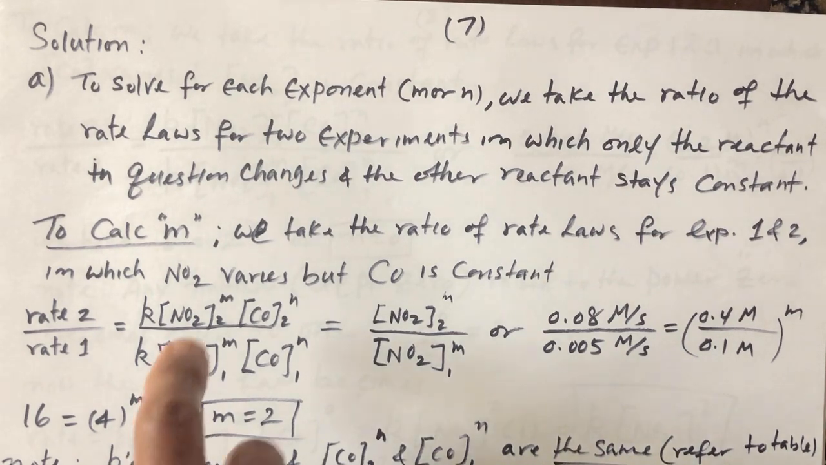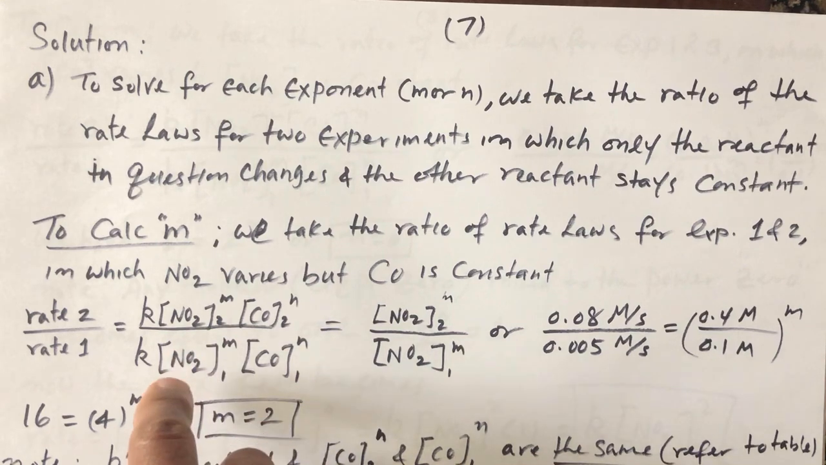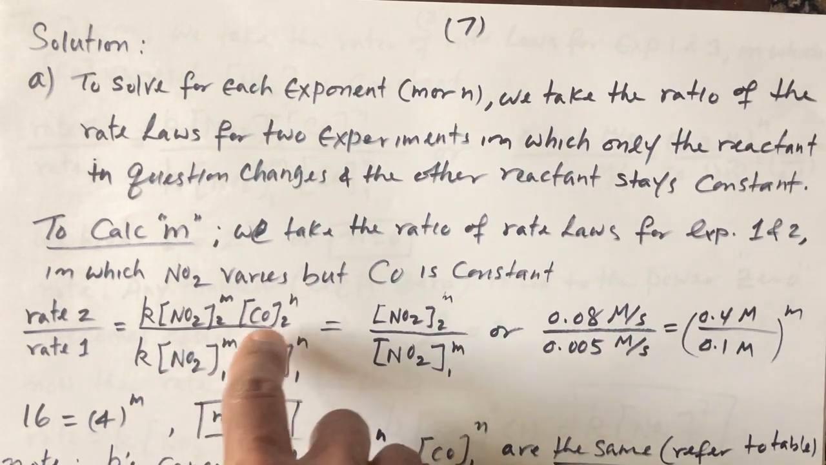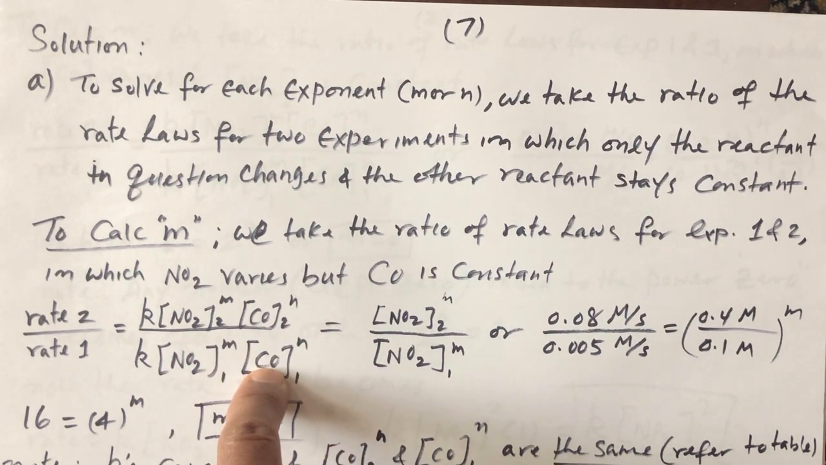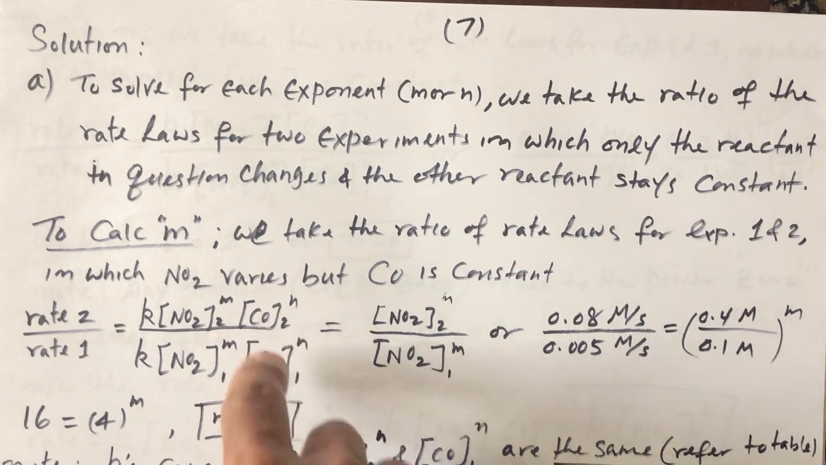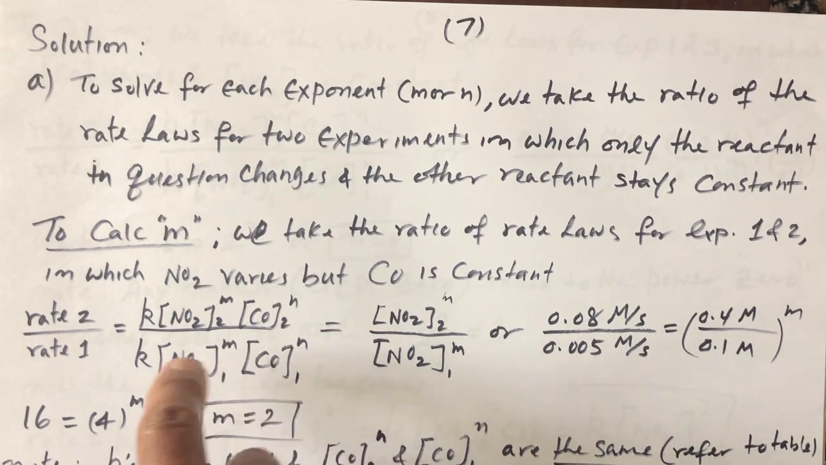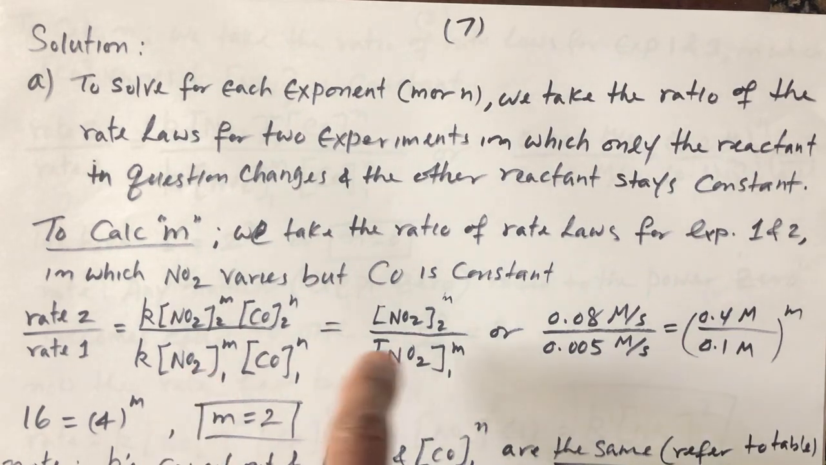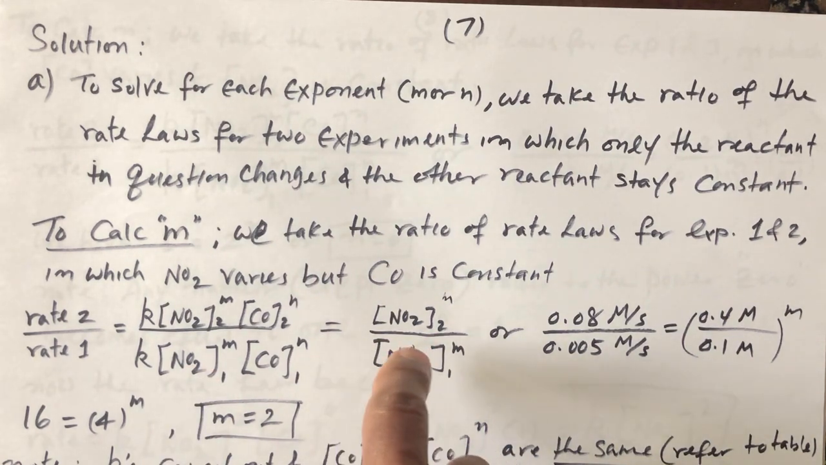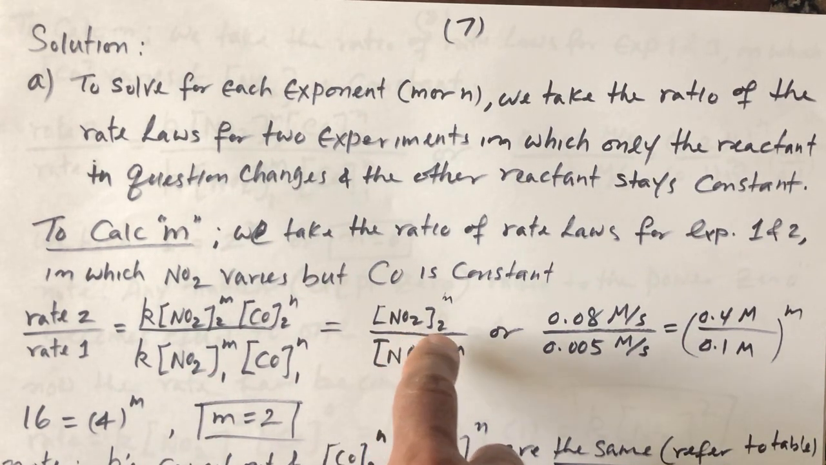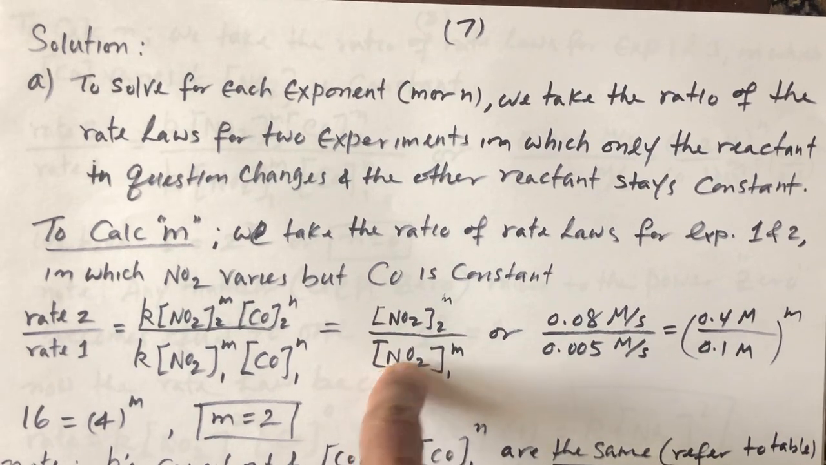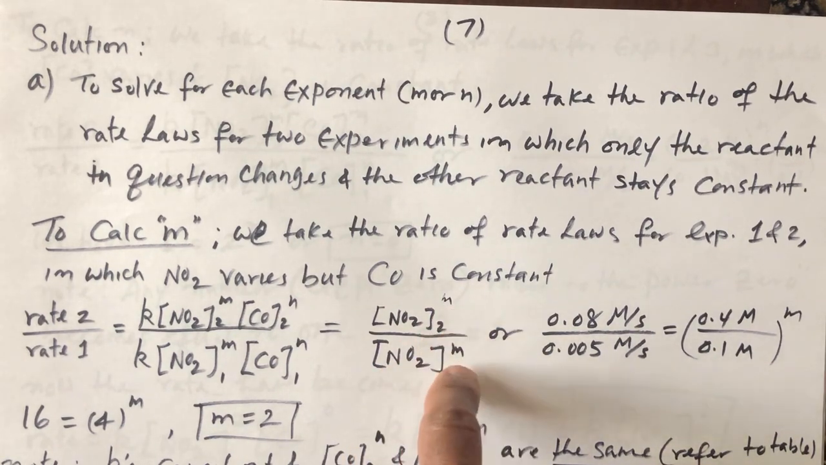Now, if you look at this expression here, you see that the concentration of CO in experiment 2 and experiment 1 is the same. So we can cancel them right away. And we also know that K is a constant. It doesn't change from experiment to experiment, so we can cancel them out as well. Okay? So now we are left with the concentration of NO2 in experiment 2 over the concentration of NO2 in experiment 1, raised to the power of m.